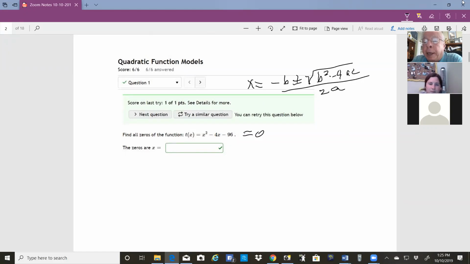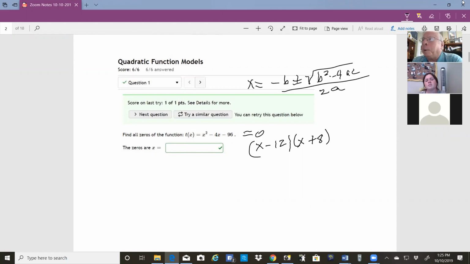And let me see, I think the factors would be x minus 12 and x plus 8. I had to think about that for a second to realize 8 times 12 is 96.